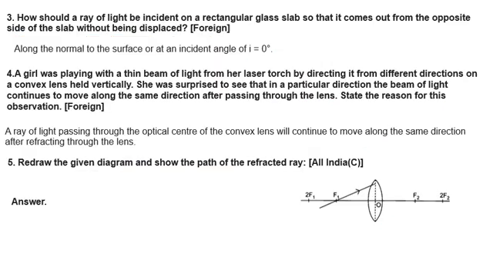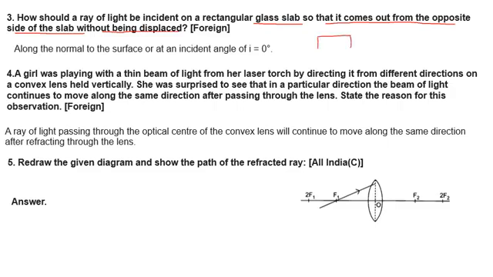Next question, how should a ray of light be incident on a rectangular glass slab so that it comes out from the opposite side of the glass slab without being displaced? So there is only one condition.